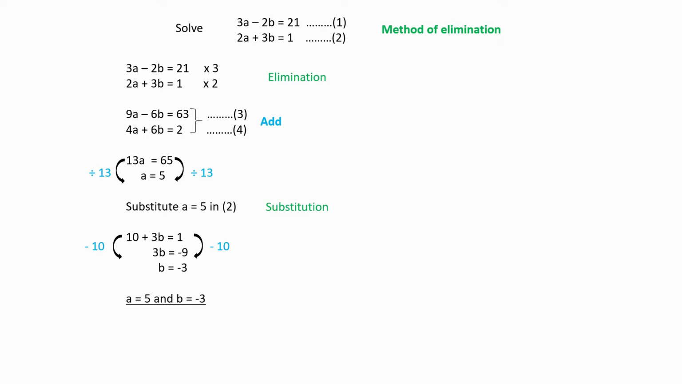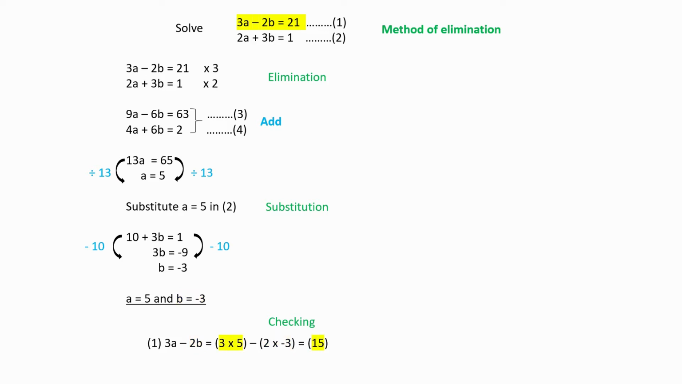So the solution satisfying both equations is a equal to 5 and b equal to negative 3. It is always a good idea to check the result. So first substitute the values of a and b in equation 1. 3a is 3 times 5. Minus 2b becomes minus 2 times negative 3.